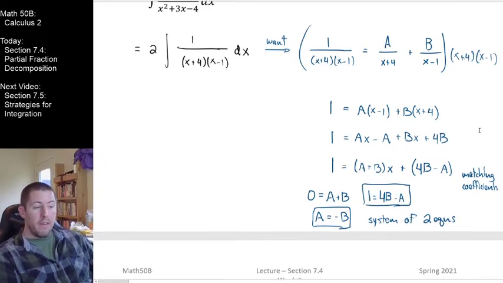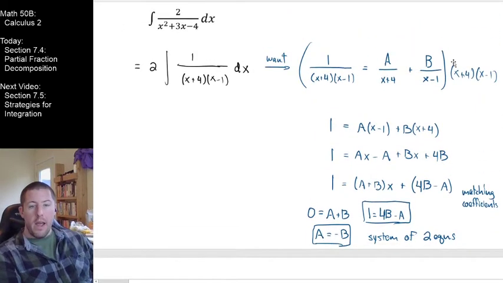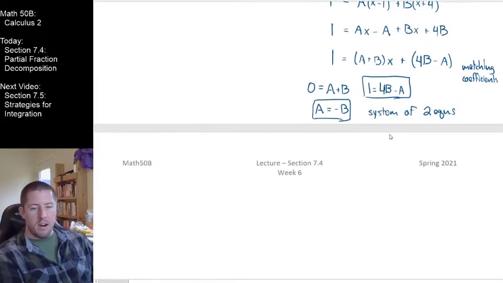Now we can solve a system of 2 equations to determine what a and b are. Once I know what a and b are, that will give me a rewritten version of our original integrand, a sum of 2 rationals with linear denominators. We can easily integrate this with the a and the b. We have no idea how to integrate this stuff with the quadratic in the denominator over here, right? So that's our move right here.